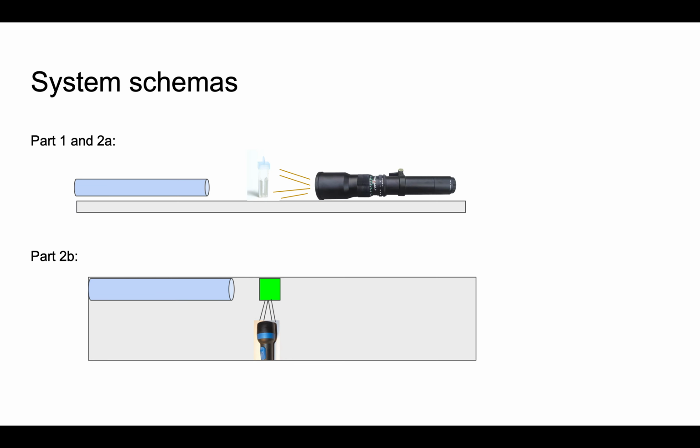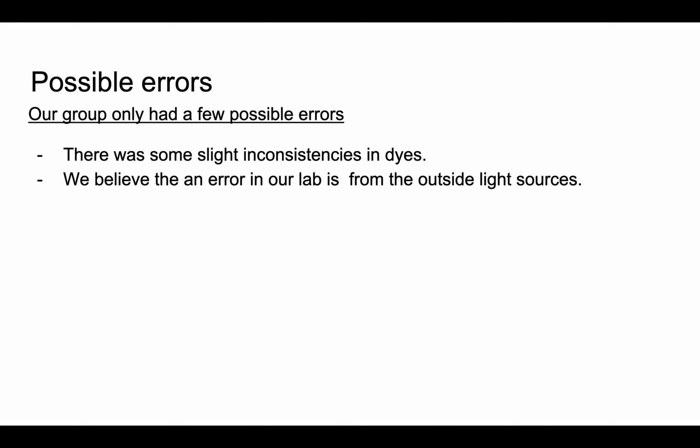So this is how we set up our experiment. For part 1 and 2A, we had them set up directly across from each other with the cuvette in the middle, and then to find the fluorescence spectrum, we had the flashlight and the fluorescein cuvette directly perpendicular to find that fluorescence spectrum.